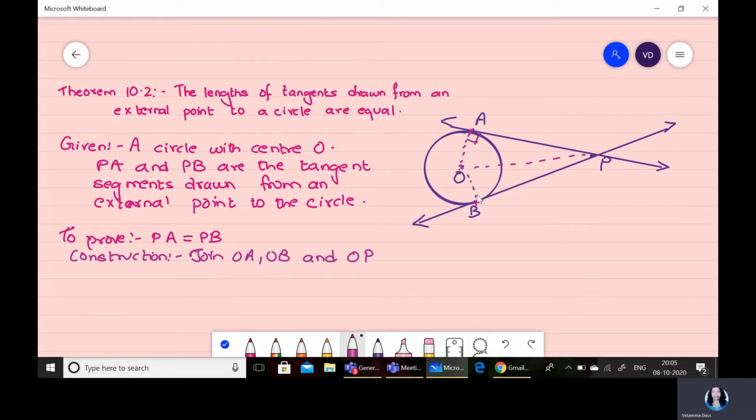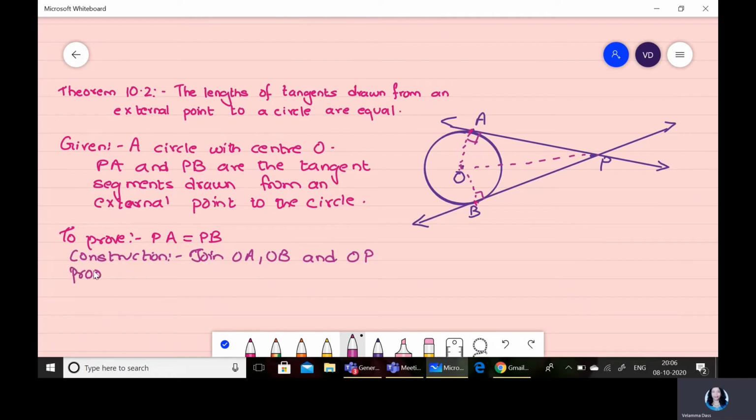It is perpendicular. Correct. Again OB is a radius and PB is a tangent, so the radius is perpendicular. So we have got two right angle triangles where OP is acting as the hypotenuse for both the triangles, and this is common. And we know that OA and OB are also equal. So by RHS, it's a right angle triangle, OA and OB are equal, one side, and the hypotenuse equal. Therefore, these two triangles are congruent by RHS. Therefore, PA and PB are equal.